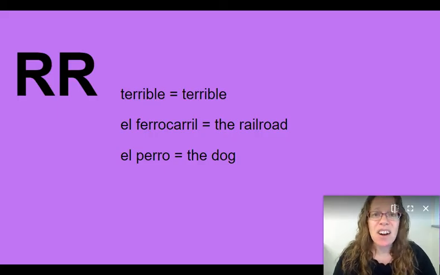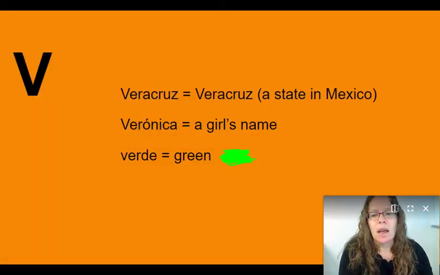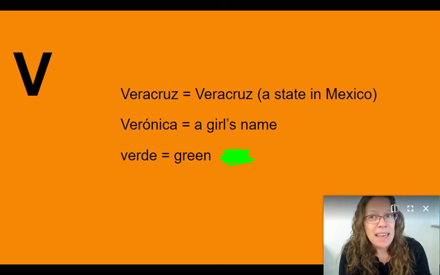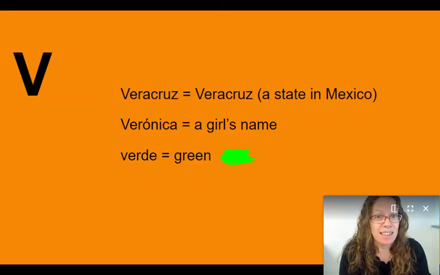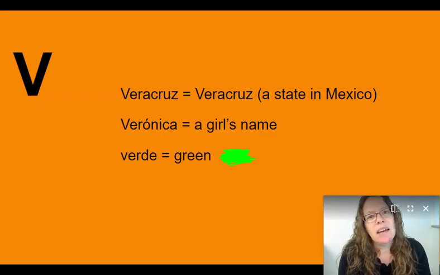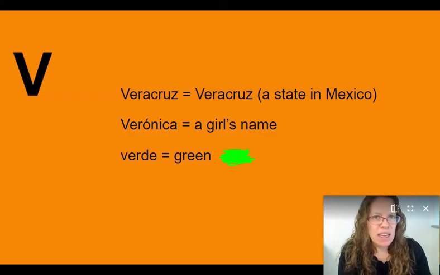Let's try it again. Terrible. Ferrocarril, perro. Good job. Okay, the letter V in Spanish is similar to the letter B in Spanish. B and V have almost the same exact sound, and they sound like an English B, but maybe a little bit softer. So if you see a V in Spanish, try to pronounce it like the word started with a soft B.